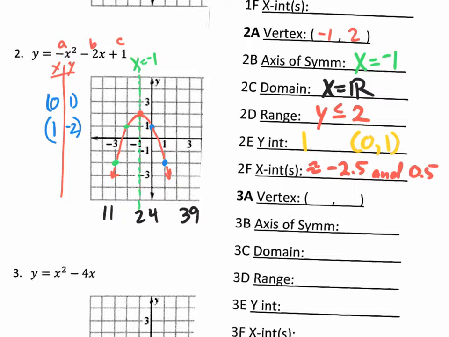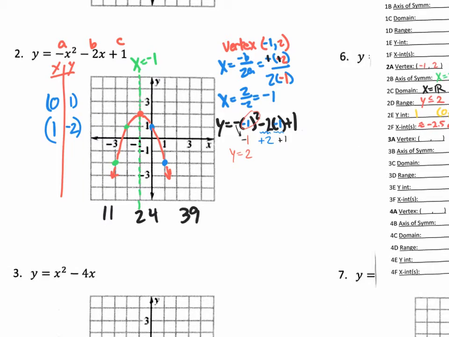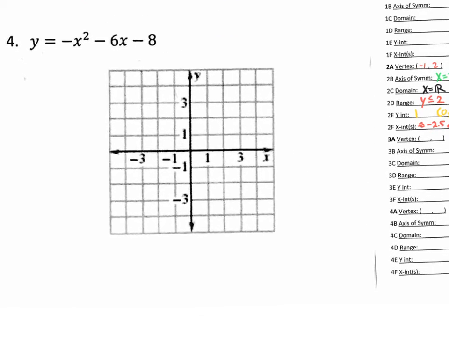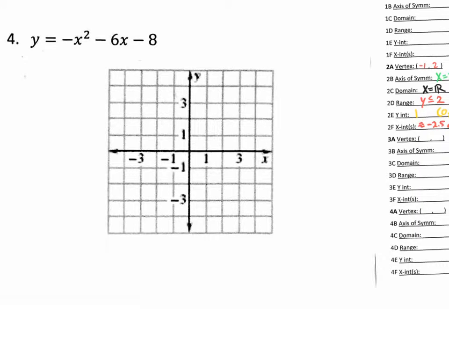Do we all understand number 2? Great. We're just going to repeat that process over and over. Let's take a look at number 4. Let's find the vertex, which is a coordinate. I find that by doing x equals negative b over 2 times a. The b value happens to be negative 6. The a value happens to be negative 1. The c value I don't care about. It's not in the formula.